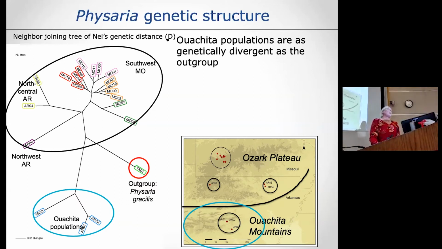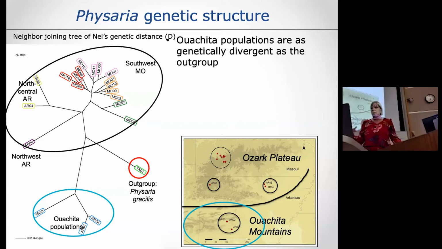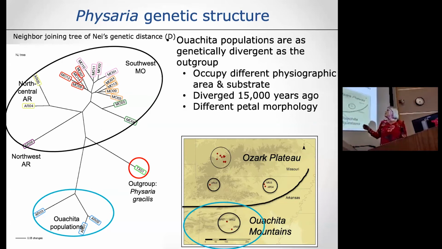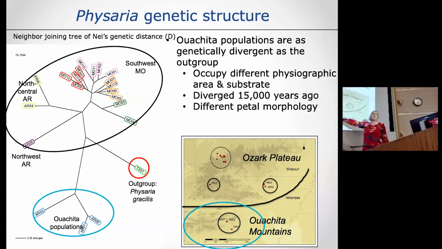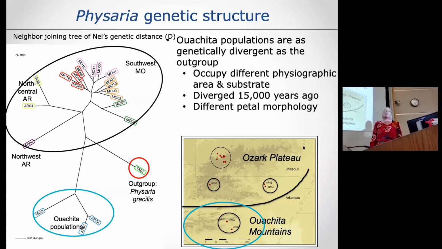And so after that, we were like, well, I wonder what's going on. So we've done some additional analyses to look at these populations. For example, they occur in different substrates. These occur on shale glades, so the shale substrate, where all the rest of the populations occur on calcareous substrates. They're in a different physiographic region.